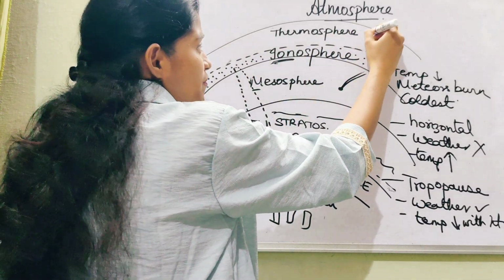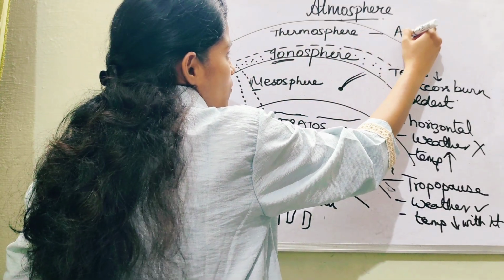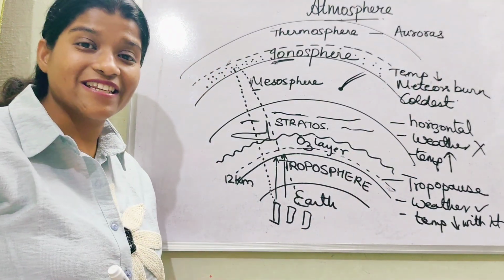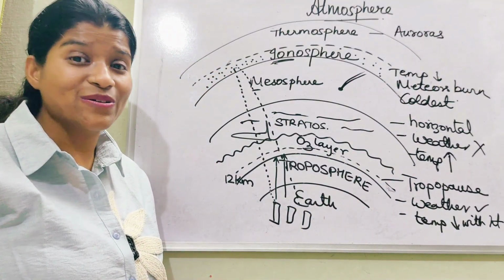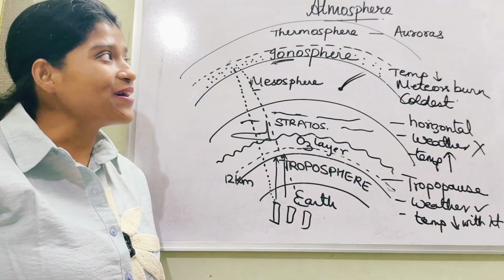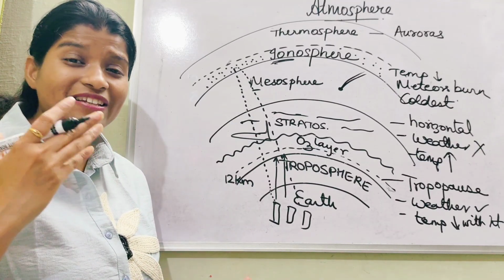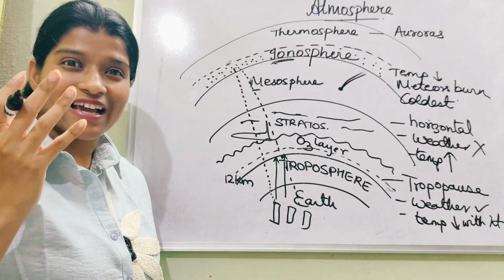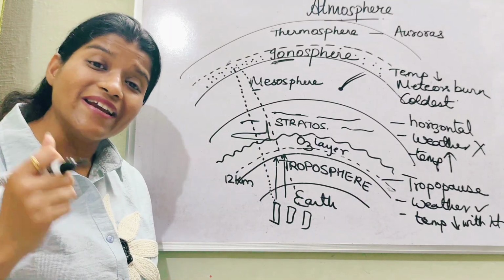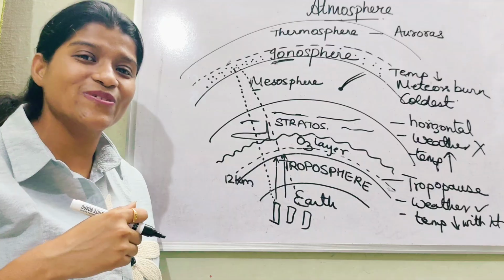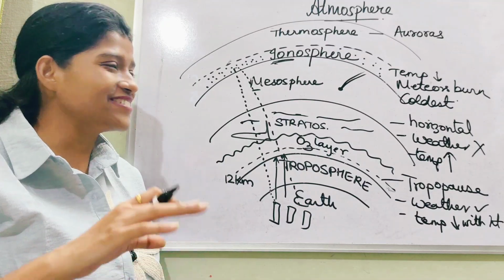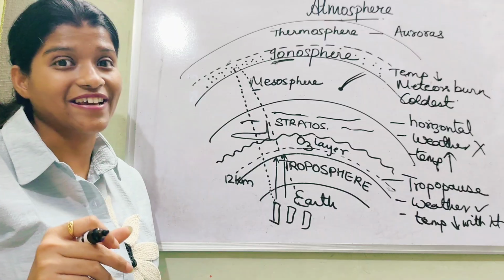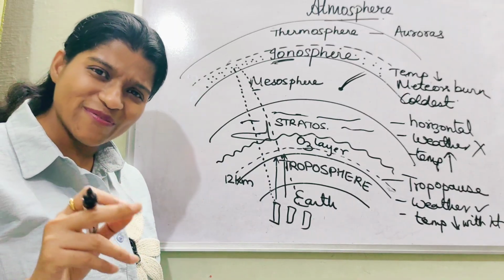In the thermosphere, auroras happen. You all must have seen the northern lights in videos and pictures. How do the northern lights happen? Sometimes the sky turns bluish, sometimes greenish. Why does this phenomenon happen? Have you ever thought of this? This phenomenon happens because of solar flares. It is very, very easy.